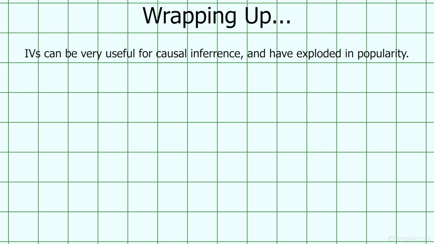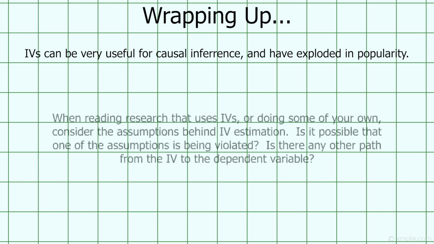This example hopefully demonstrates that while instrumental variables can be very powerful for identifying causal effects, they are by no means unassailable. It only takes a single overlooked connection between your instrument and a confounding variable to throw your entire research design into question.